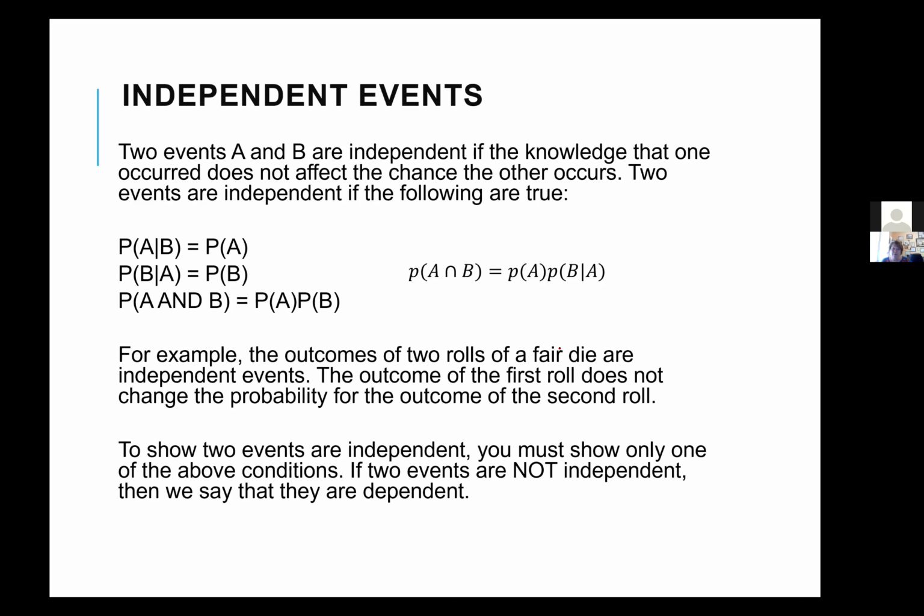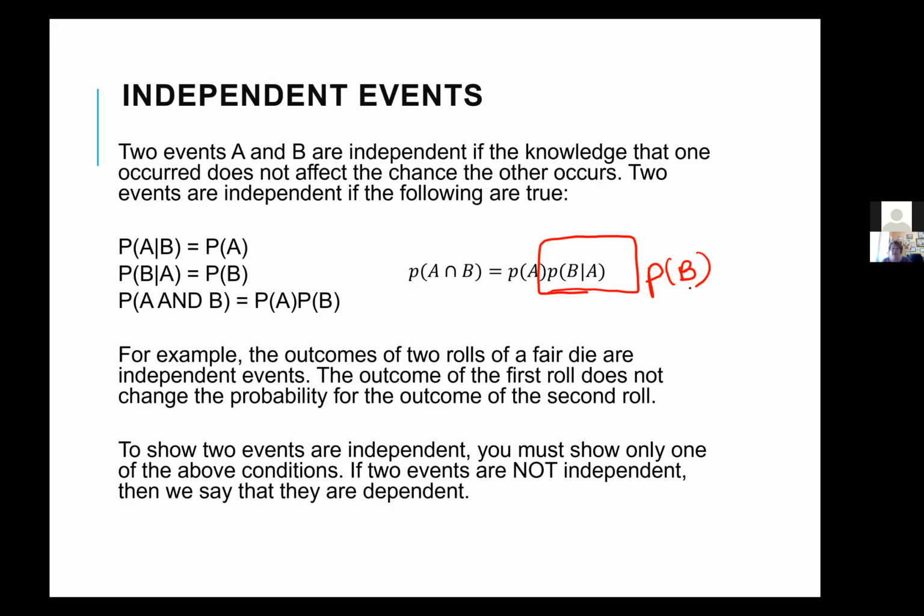And the one that we probably see the most often: if they're independent, then the probability of A occurring and B occurring is just the product of the probability of A times the probability of B. And where we get that is from here. If they're independent events, then the probability of B occurring, given that A has already occurred, is just the probability of B. So if they're independent events, you can find the probability of both events occurring at the same time by just multiplying the two probabilities together.